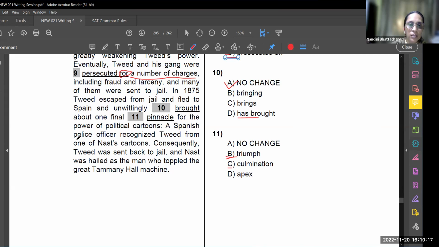A Spanish police officer recognized Tweed from one of Nast's cartoons. So that is the reference point. So it is one more, not pinnacle, but triumph. One more success for the cartoons. So this was a success. Okay, so this is done.